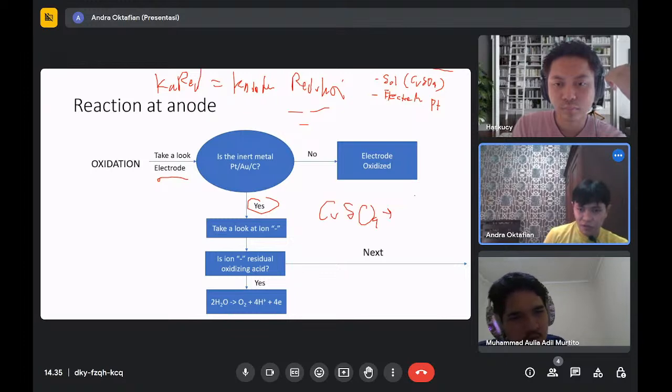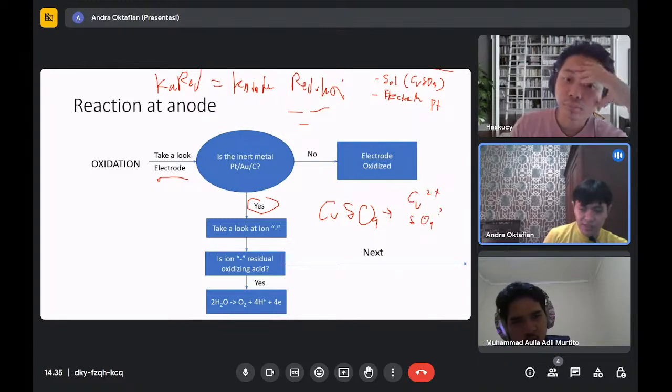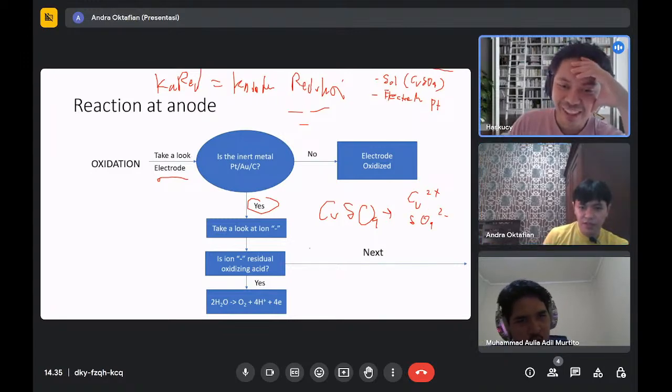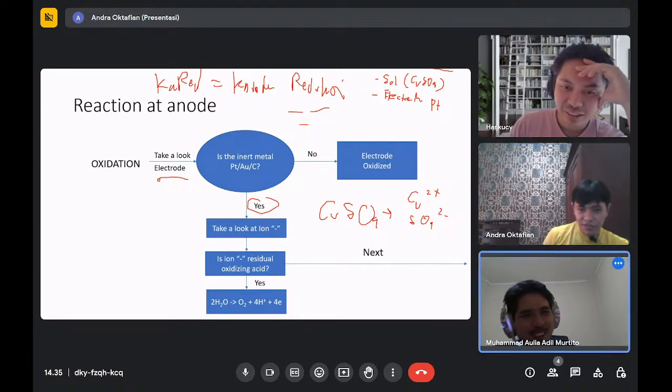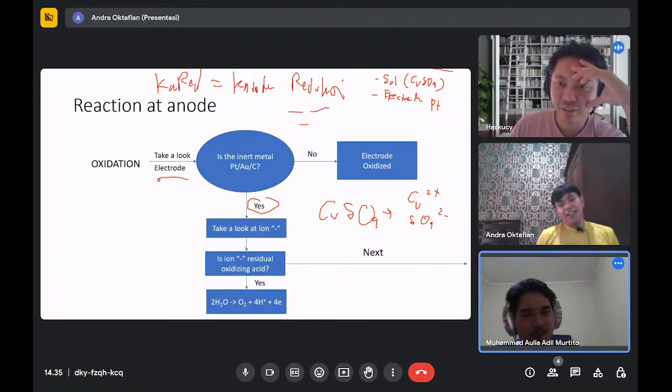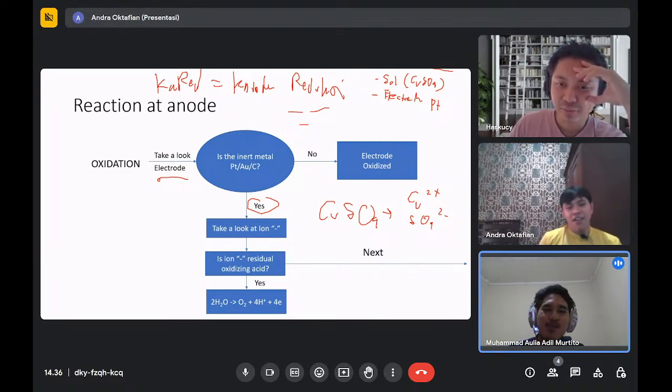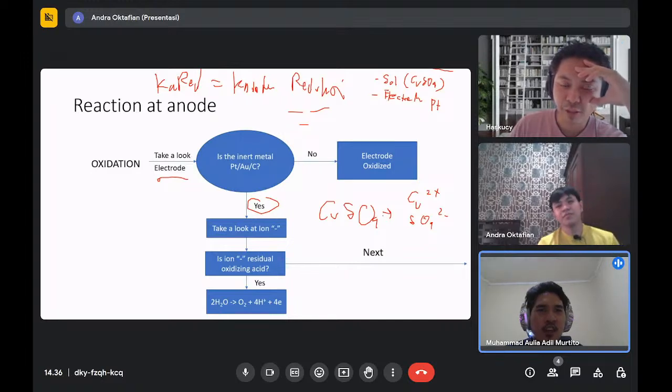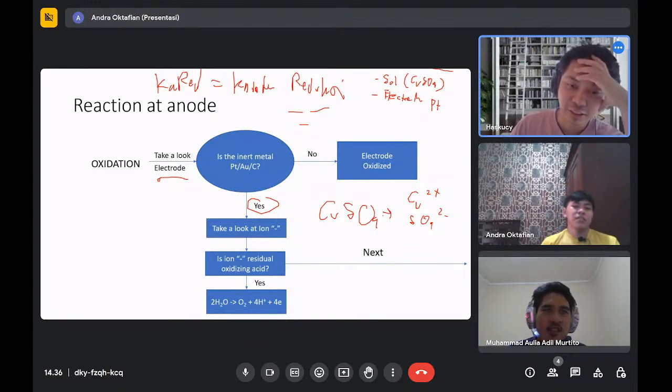When we separate it, we get SO4 2 minus here. Actually, it's sulfate, not sulfite or oxide. Let me Google it. CuSO4, it is sulfate. Sulfate, right. All right, good.